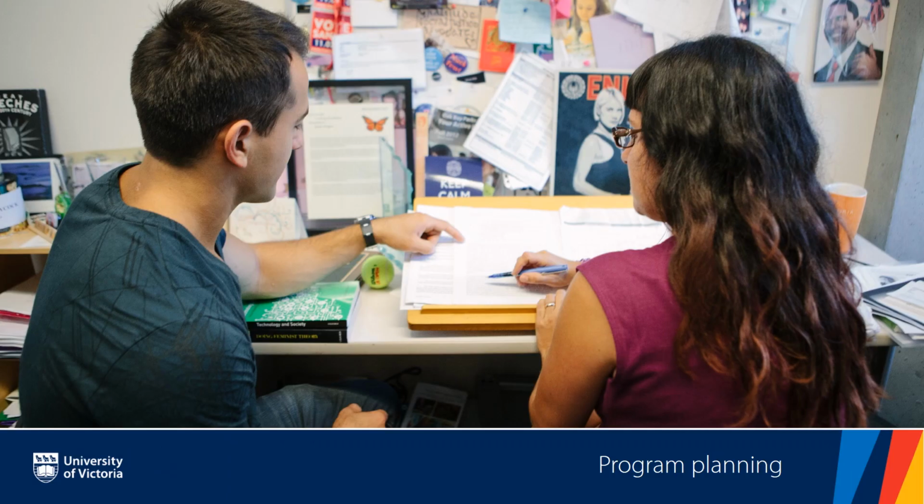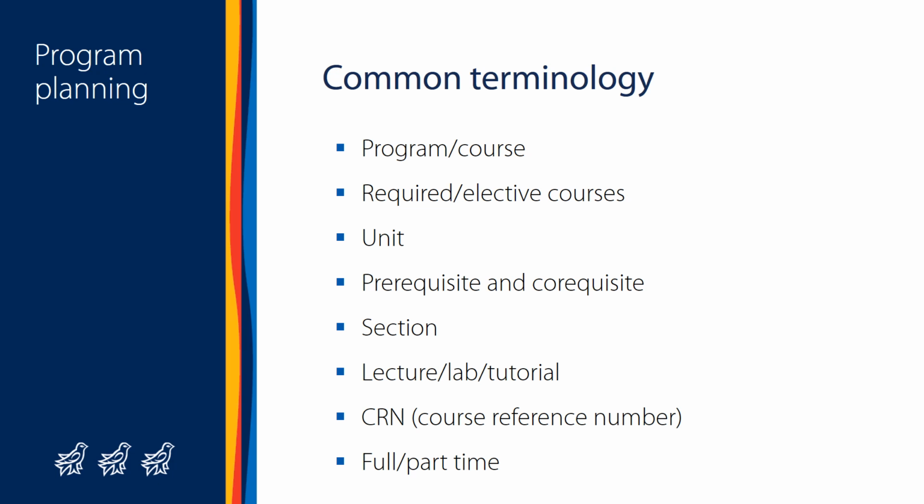On to program planning. Here's some common terminology used during the program planning process. A program is a collection of courses. So if you're majoring in political science, you could say, I'm in the political science program. That program is going to be made up of several courses. It typically takes 40 courses to achieve a 60-unit bachelor's degree.